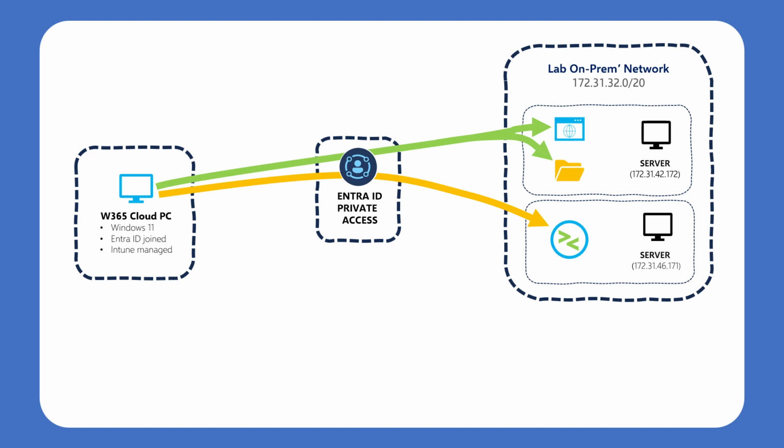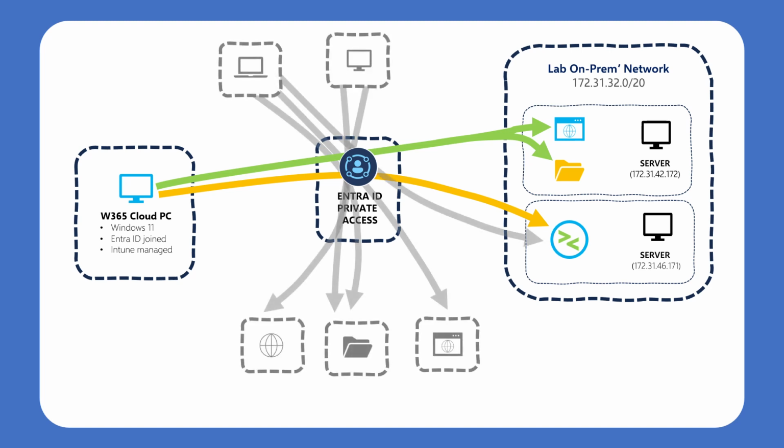Again, just for the demo, I've got a Windows 11 cloud PC running in Windows 365. It's just Entra ID joined, or Azure AD joined as it used to be called. Intune managed, not on-prem domain joined, no VPN on there, just to demonstrate a platform that's going to be used to connect to these different resources.